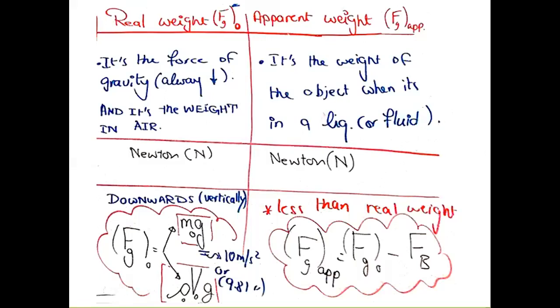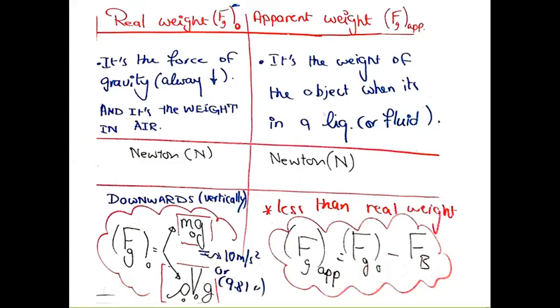Mass equals density times volume. Excellent answer. Thank you very much. The mass equals density times volume. So I can replace the mass here by rho times volume. So instead of mg, it became rho v g. Rho is the density, v the volume, times g.